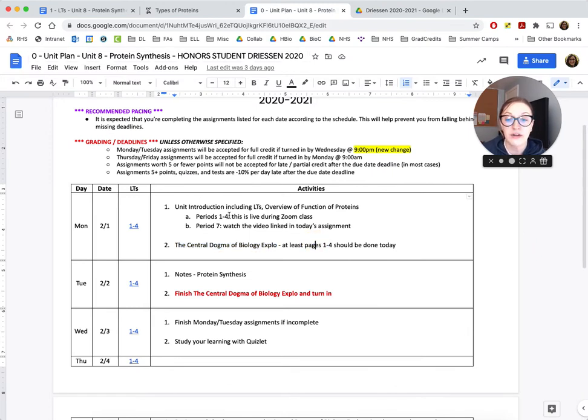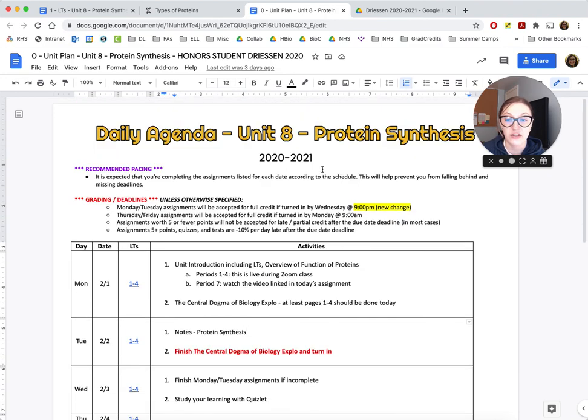For my students in periods 1 through 4, you're going to be working on this during our Zoom class on Monday. And for period 7, we were going to be finishing it together during our 7th period class on Tuesday. But you will be expected to do parts of it outside of class. And you need to have both your notes and the entire Central Dogma of Biology Explo completed by Wednesday night. Because remember that Monday and Tuesday assignments are accepted for full credit if turned in by Wednesday night. So make sure you're keeping up with the work, and then send me messages if you have questions.